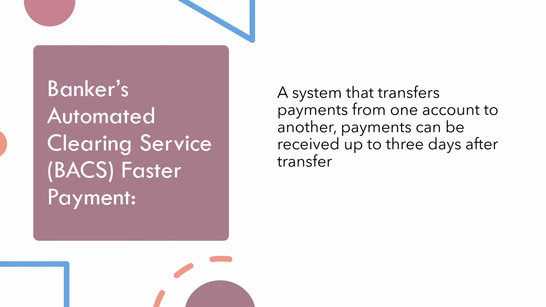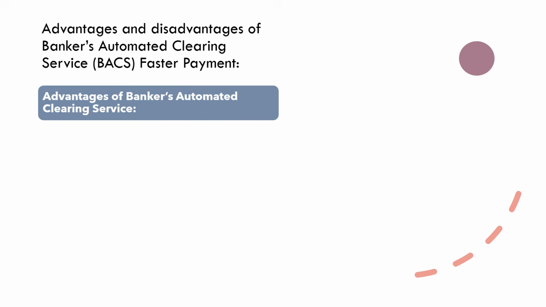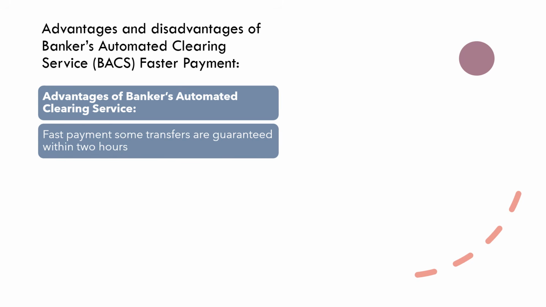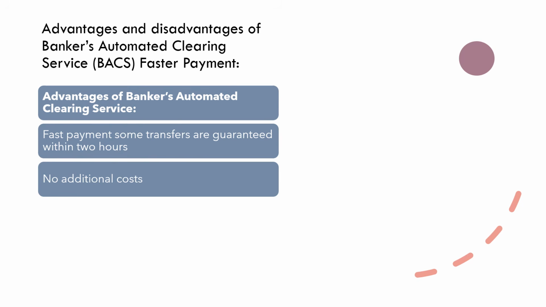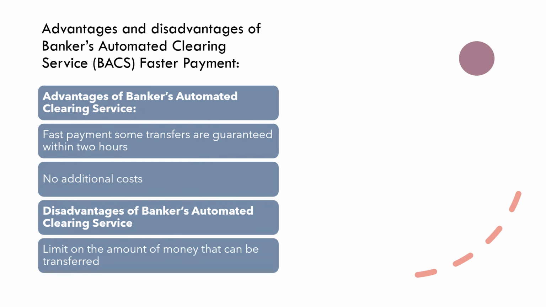Bankers' Automated Clearing Service, or fast payment. So that is a system that transfers payment from one account to another. However, payments can be received up to 3 days after the transfer. What are the advantages and disadvantages of the Bankers' Automated Clearing Service? The advantages is that it's fast payment, so some transfers are guaranteed within 2 hours, and there are no additional cost. However, the disadvantages are that there is a limit on the amount of money that can be transferred.